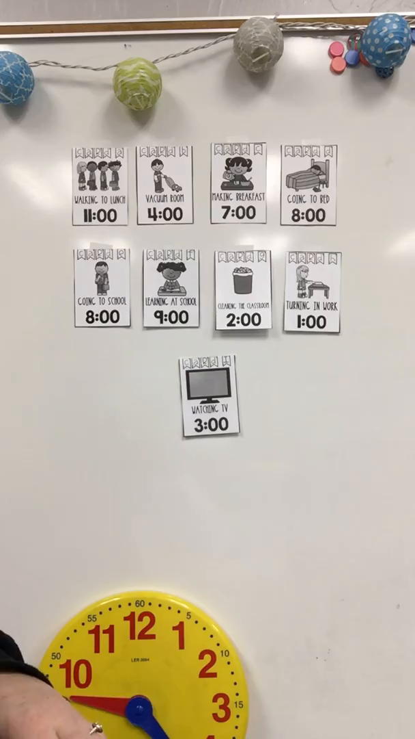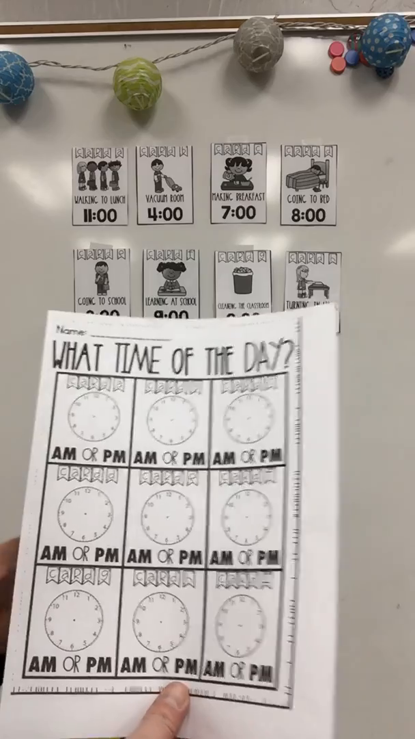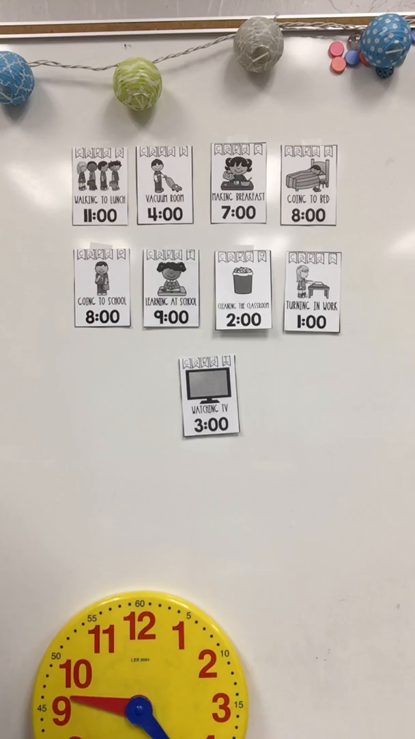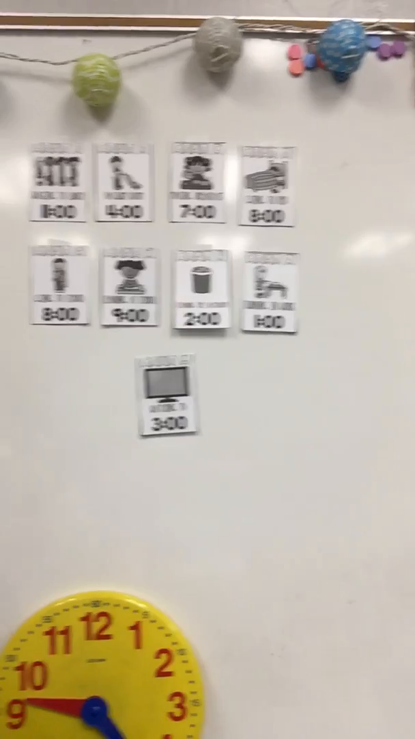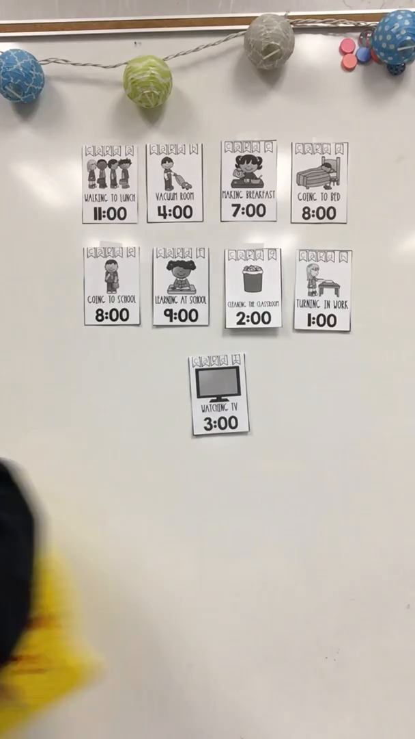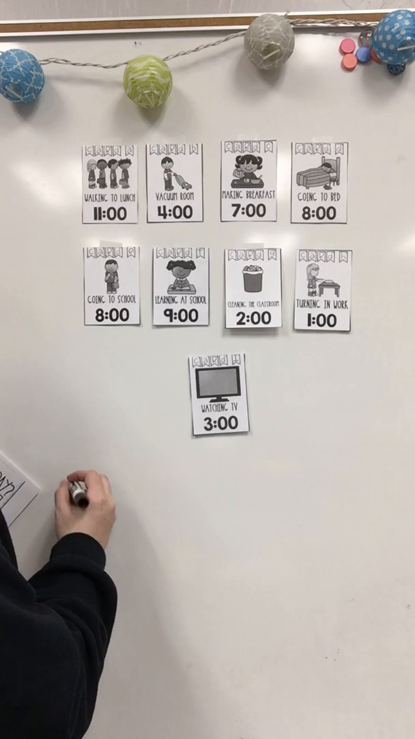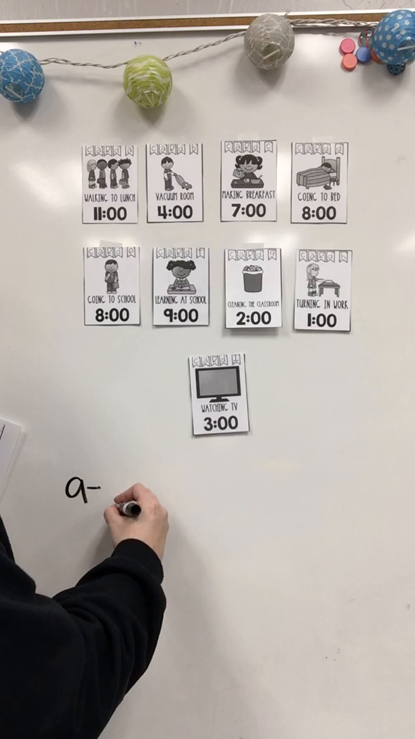Now, would you be walking to lunch at 11 a.m. or 11 p.m.? It's going to be 11 a.m. So, that's card A. Maybe I can do this a little and y'all can see that. Let's do this. Okay, so we've got card A. You are going to circle a.m.